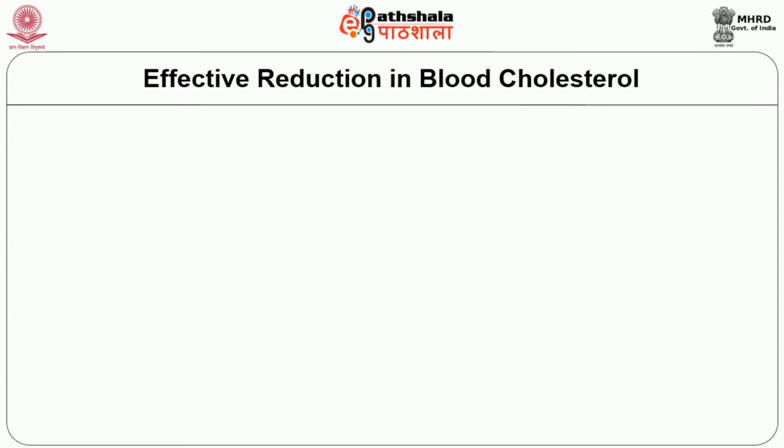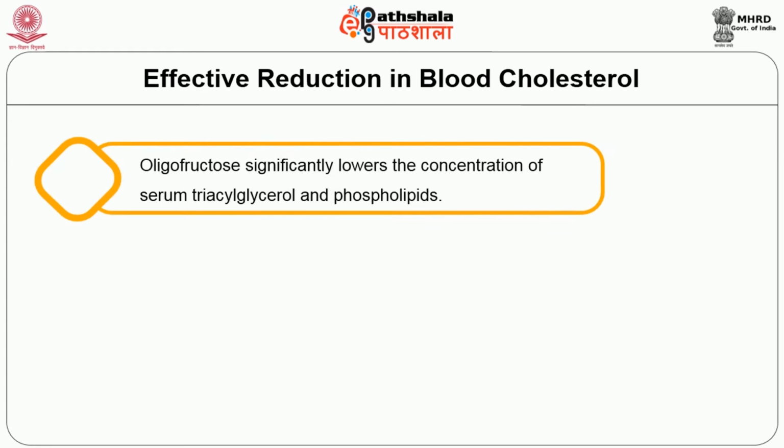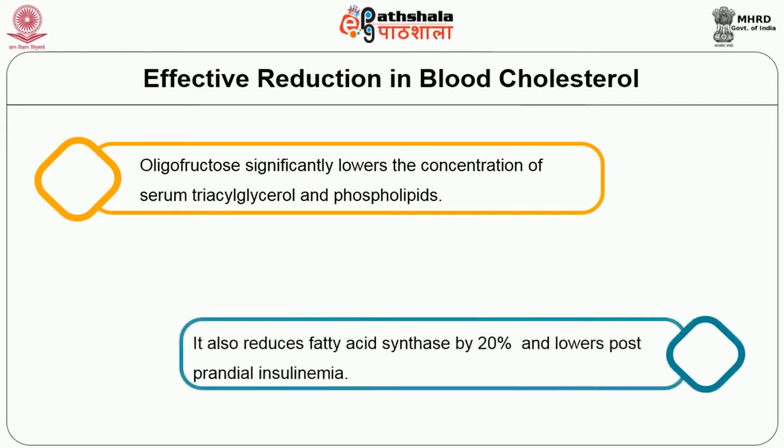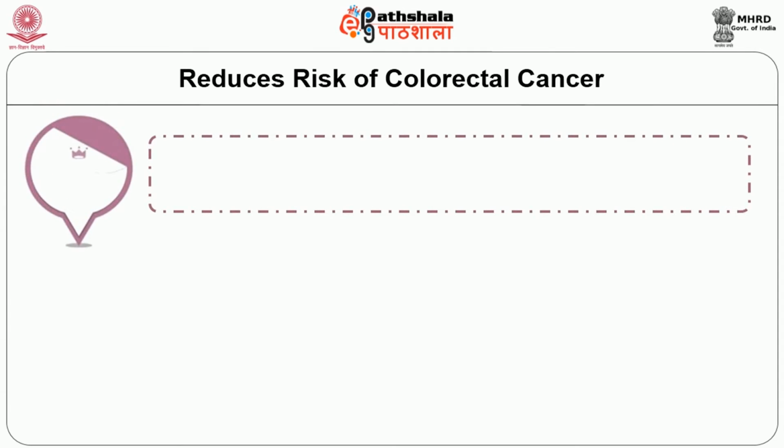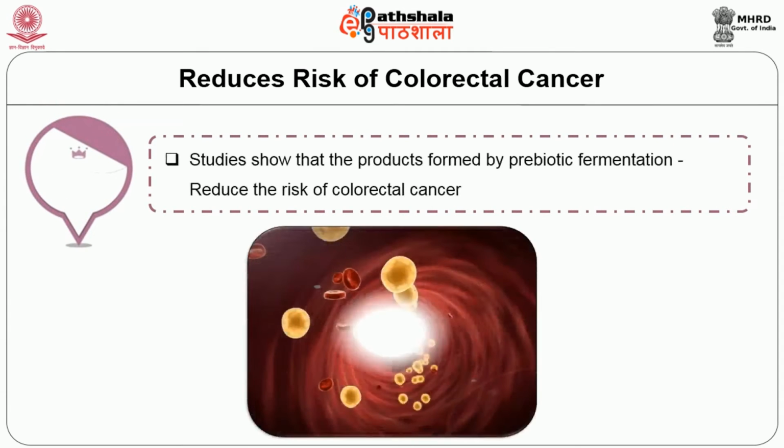How does it reduce the blood cholesterol? Oligofructose significantly lowers the concentration of serum triacylglycerol and phospholipids. It also reduces fatty acid synthetase by 20% and lowers postprandial insulinemia. So in this way it reduces the blood cholesterol level. Prebiotics also reduce the risk of colorectal cancer. Studies show that products formed by prebiotic fermentation reduce the risk of colorectal cancer.